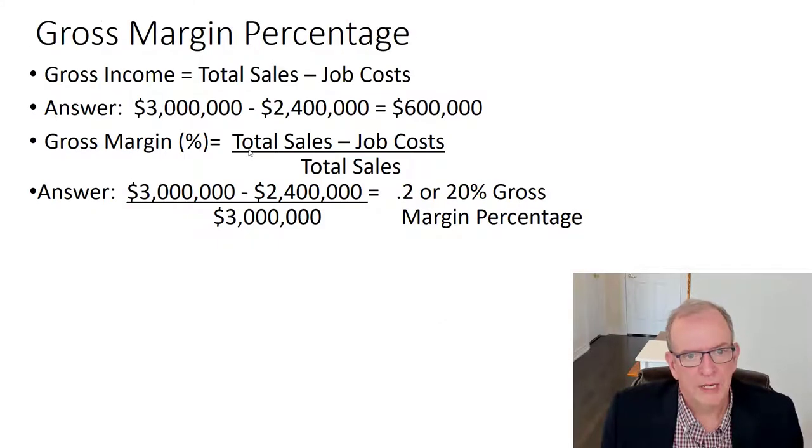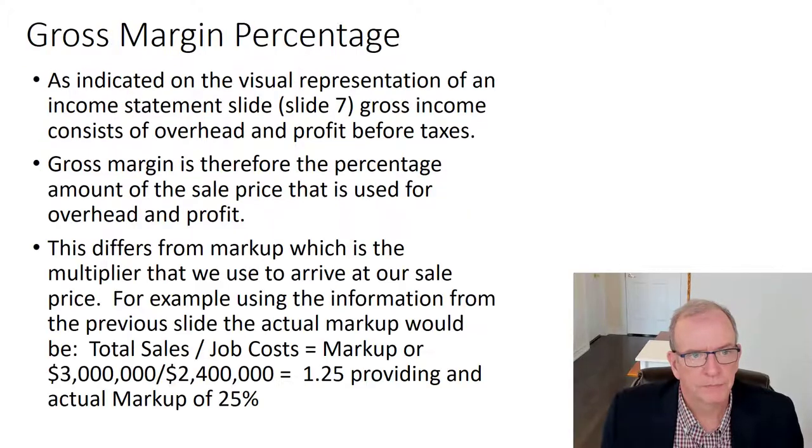So if you've done all of that, you could go with the formula, and this would give you 0.2 or 20% gross margin percentage. So that is 20% of your sales. That is what you have in that particular problem, where you have those numbers in place.